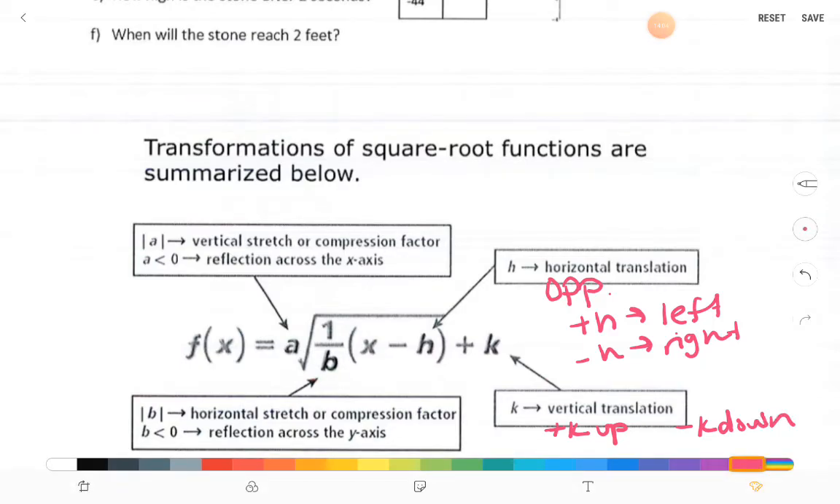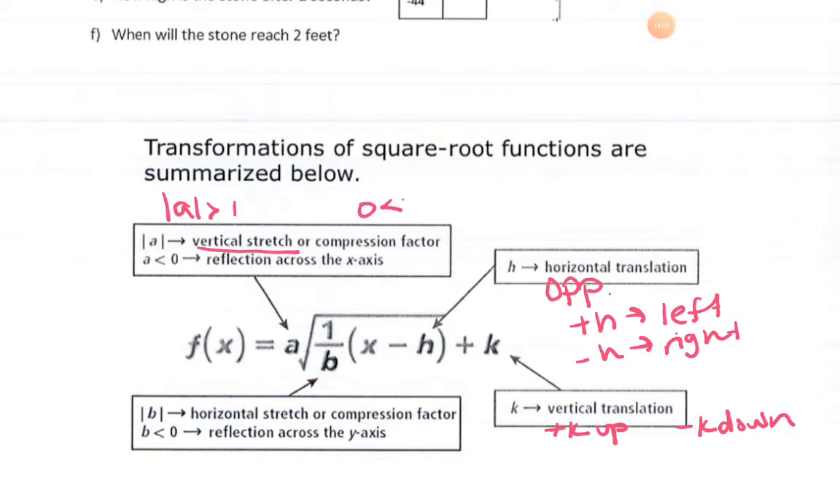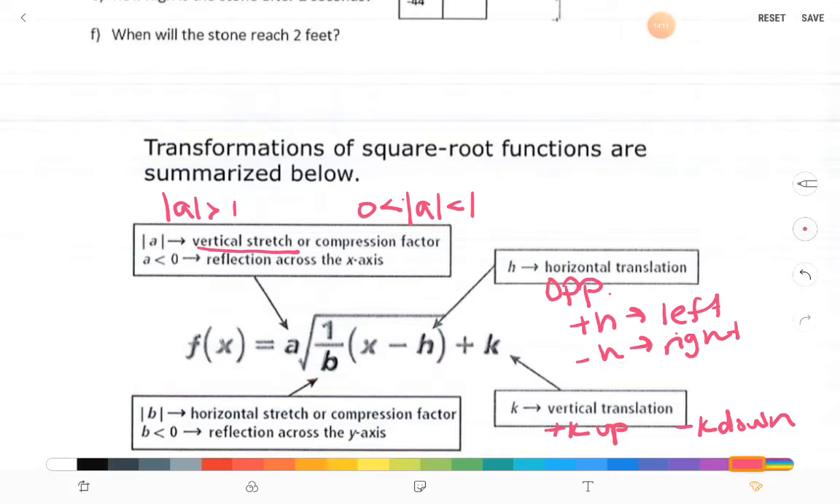And then we have a vertical stretch or compression. Remember, if a is bigger than 1, it's a stretch. If a is in between 0 and 1, it's a compression. Remember that's the absolute value of a, so it means that we're just talking about the positive numbers, because the negative is what tells us to reflect. This b right here is not something you need to know for this class, but it's a horizontal stretch. So instead of pulling the radical up or down, it's pulling it sideways. But again, you don't have to know that for this class. So that's pretty much it for these functions.